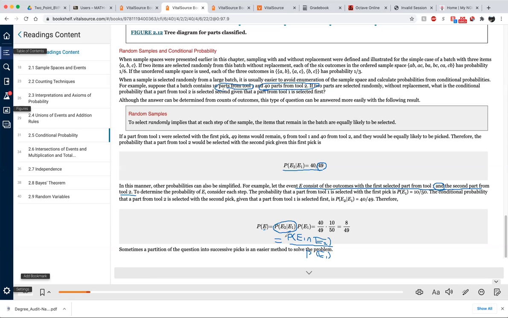That's an example of the case. We already got the conditional probability, 40 over 49, times P of E1. The number of outcomes in E1 is 10, right? There are 10 parts from tool 1, so 10 over 50. Multiplying those fractions, we get 8 over 49. Okay, so that's section 2.5.